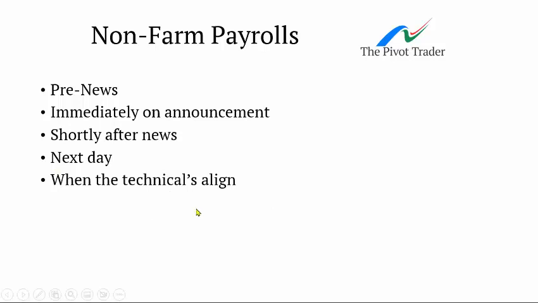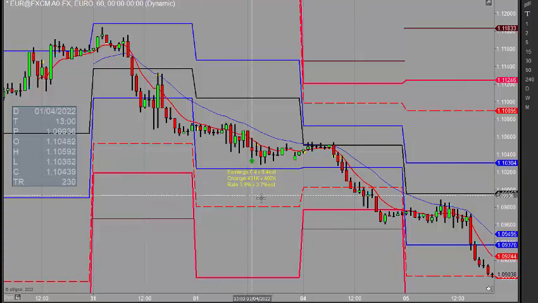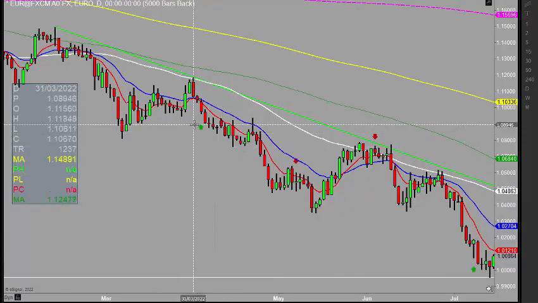So when the technicals align, what I'm going to show you now is we're just going to run through some numbers. This is from the 1st of April. This is an hourly chart. I've also got it marked on a daily chart. Hopefully it's the 4th of April.